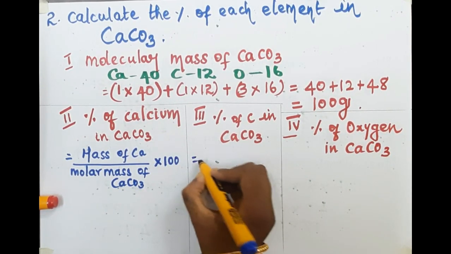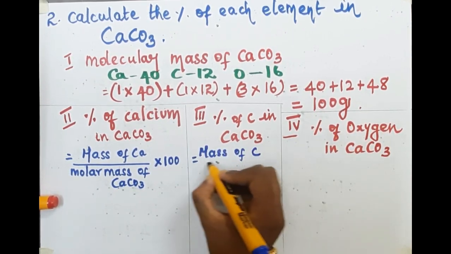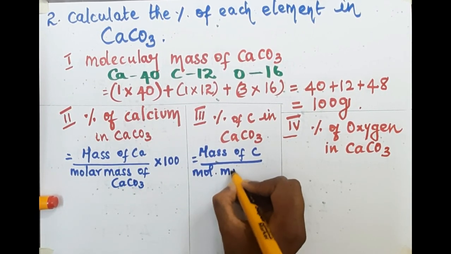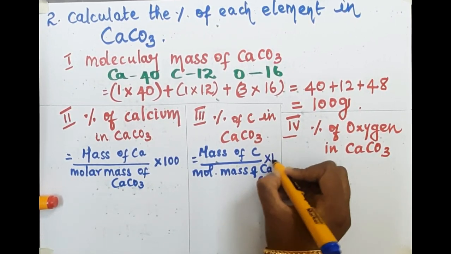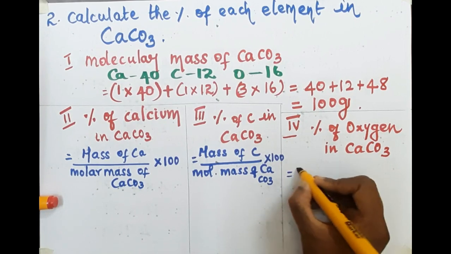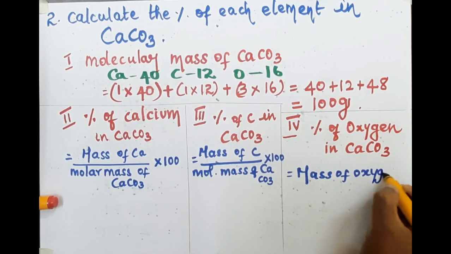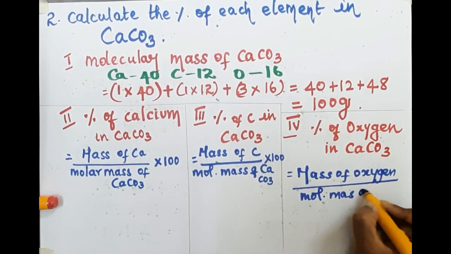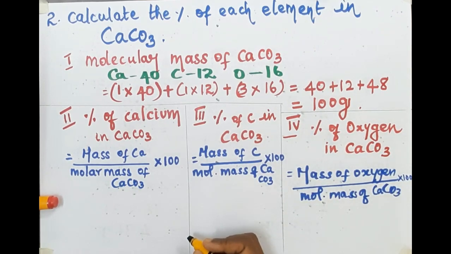Now, write the same formula as mass of carbon divided by molar or molecular mass of CaCO3. Don't forget to put into 100. Here, mass of oxygen divided by molar mass of CaCO3 into 100. So into 100.